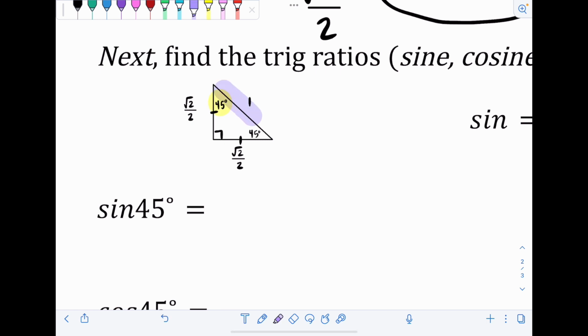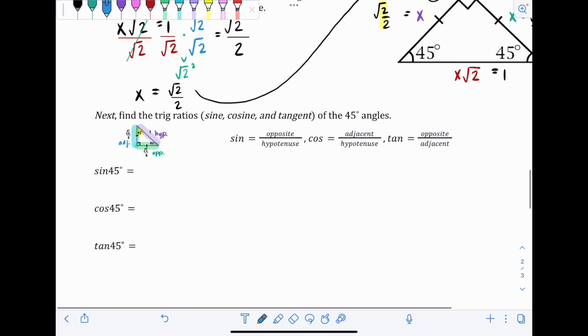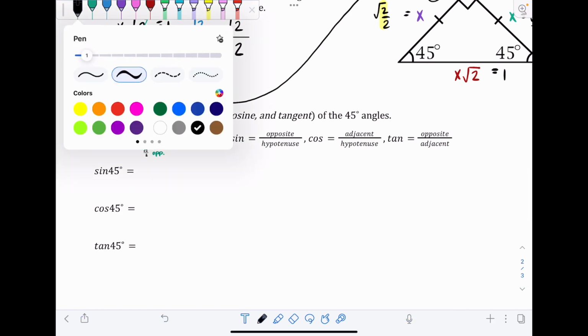We know that the hypotenuse is always the longest side, the side across from the right angle. If I pick that 45 in the upper left corner, the opposite side is going to be root 2 over 2. That's this side right there. So that's my opposite. Again, this was my hypotenuse. And then the adjacent side is the side that helps create the angle, so that's root 2 over 2. But again, opposite and adjacent here are the same thing, so no matter what angle you pick, it's going to have the same outcome.